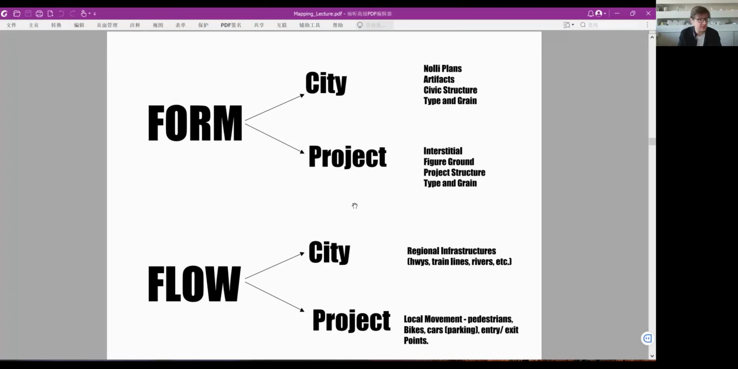As you could have seen on the maps. And you also do this, of course, on the project level. So the local movements, the pedestrian movements, the bikes, the cars, and not only the flowing movements, also the resting, the still movement. Where do people park? Where's the entry? Where's the exit of a building? Next one.